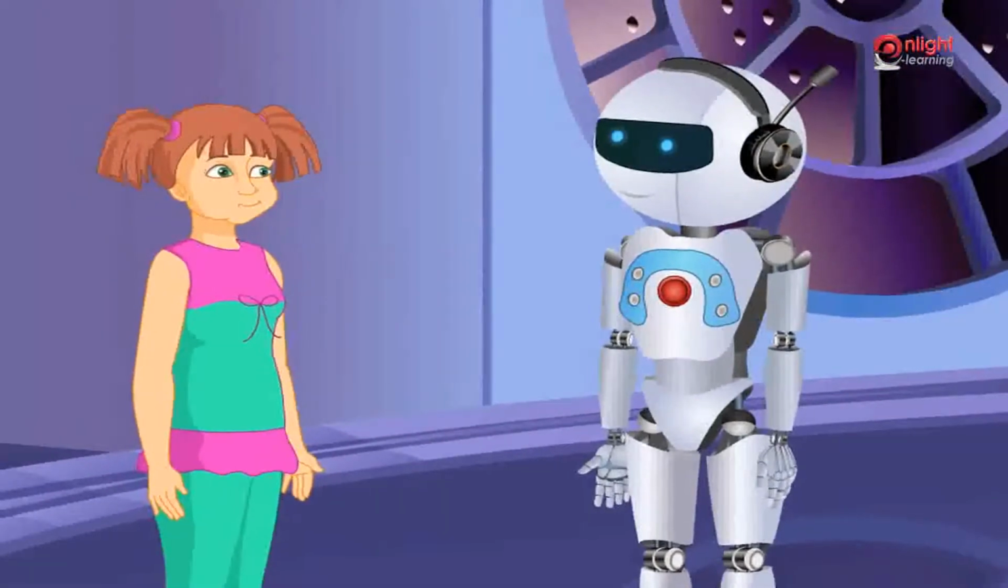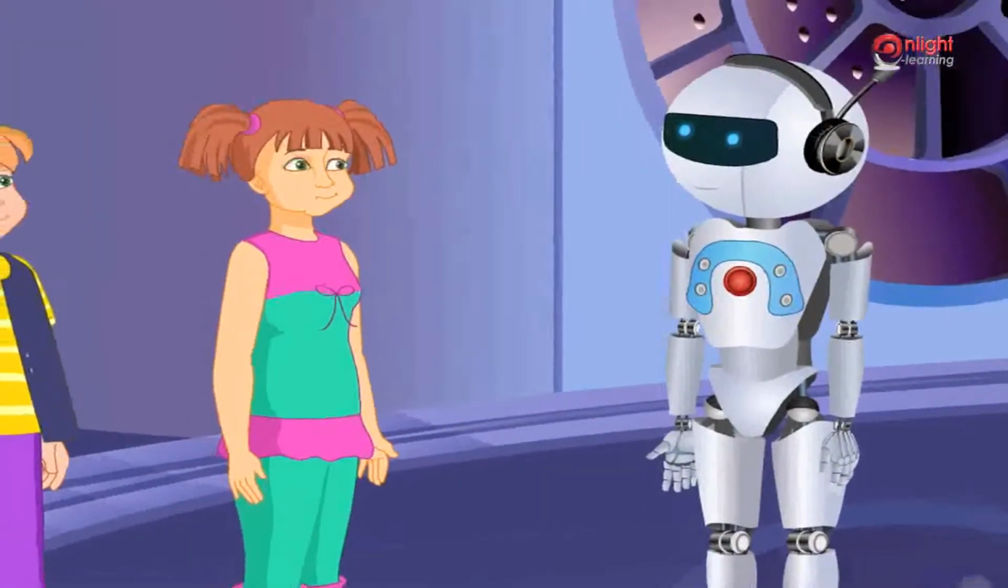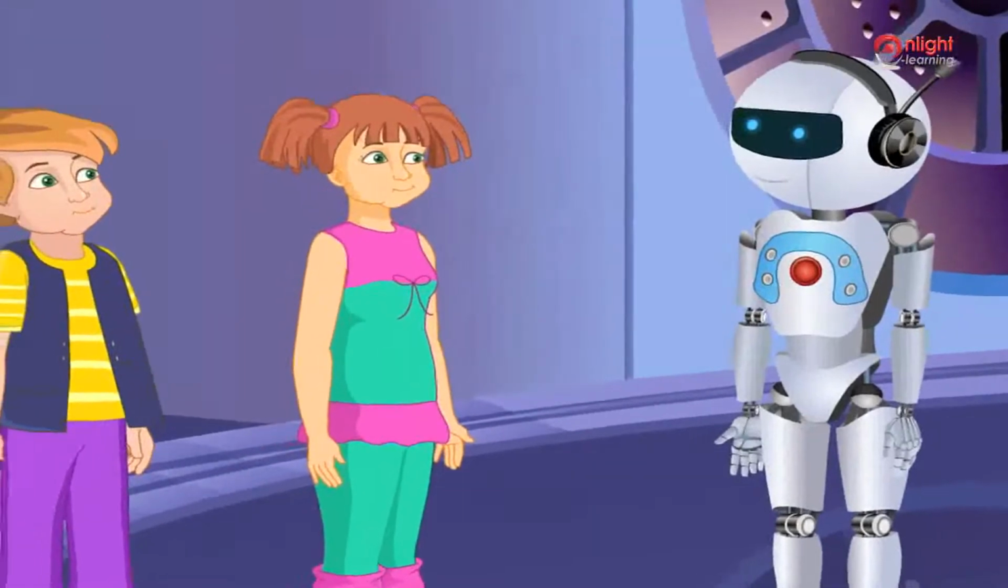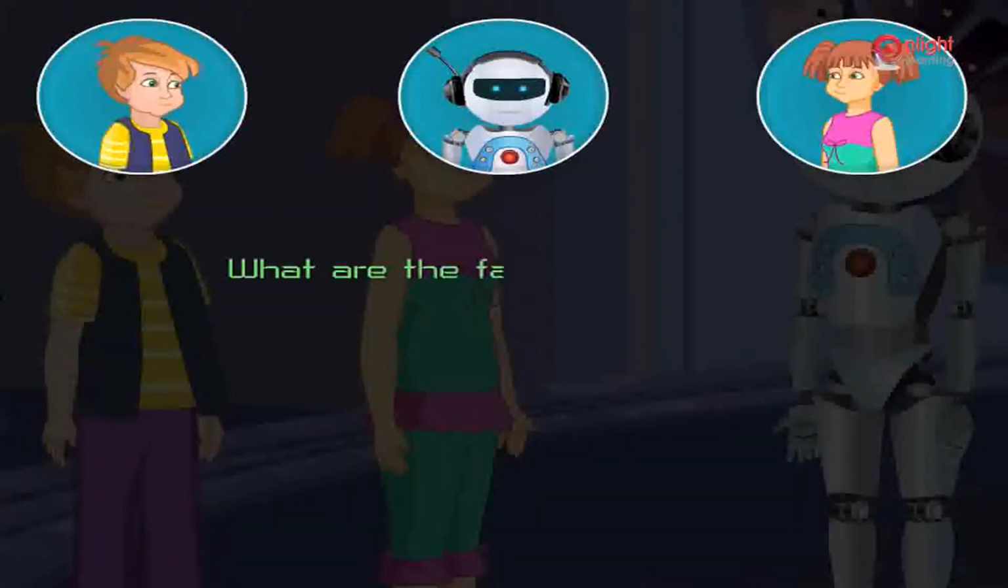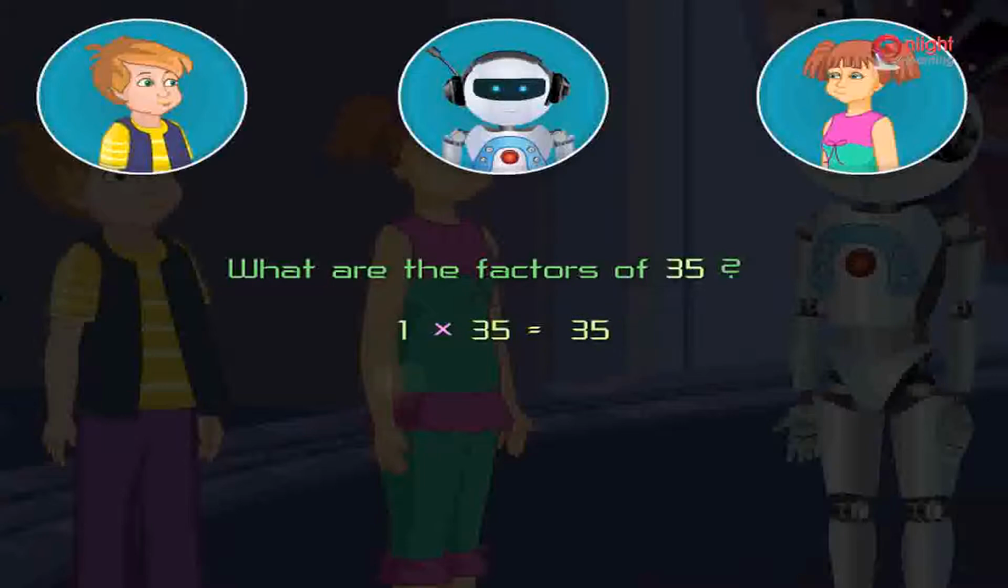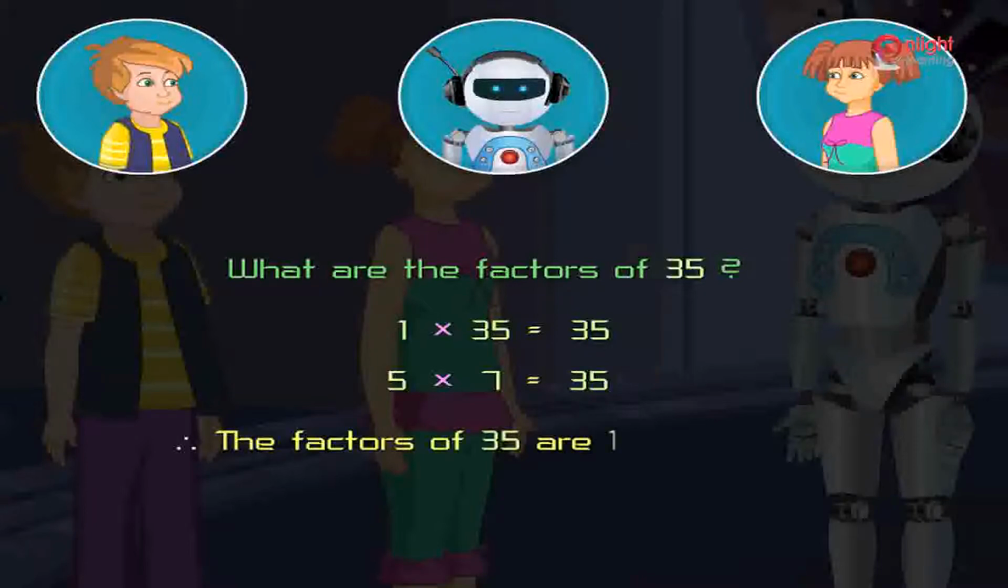Now that you know what multiples are and what common multiples are, let us try to recollect about factors of a number. You had learnt about factors in the earlier classes. What are the factors of 35? 1 multiplied by 35 is equal to 35. And 5 multiplied by 7 is equal to 35. Therefore, the factors of 35 are 1, 5, 7, 35.